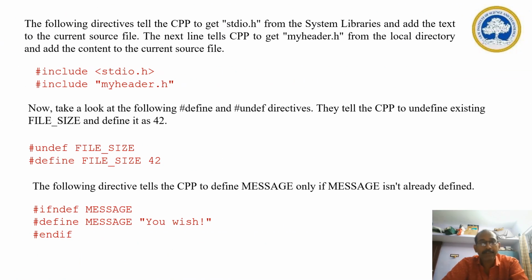So the following directives tell the compiler to get the standard input output header files from the system libraries and add the text to the current source file. The next line tells the compiler to get myheader.h from the local directory and add its content to the current source file.